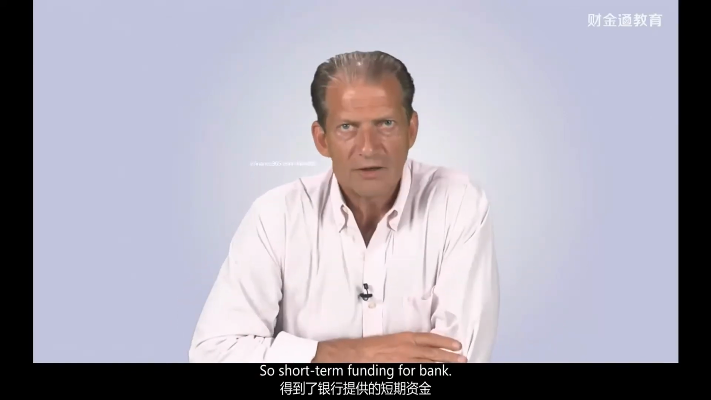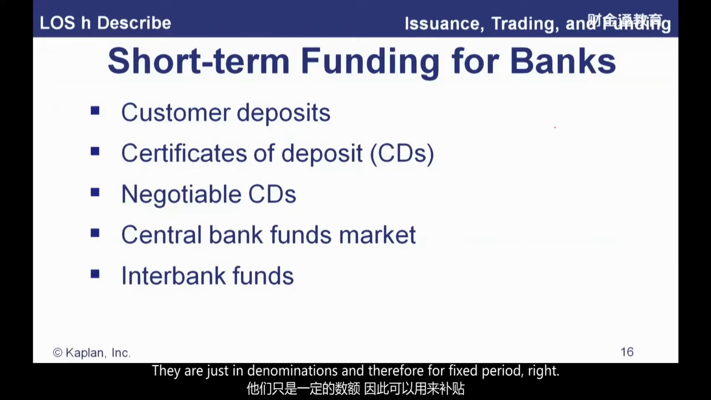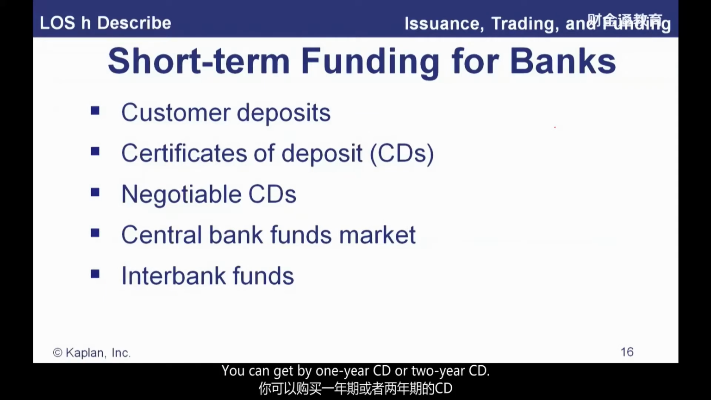So, short-term funding for banks. Where do banks get their money? Well, they get it from customer deposits. A certificate of deposit is a customer deposit too. They're just in denominations and they're for fixed periods, right? You can get a 1-year CD, a 2-year CD. There's also, beyond those, negotiable CDs that actually trade in a somewhat liquid secondary market. Banks can borrow funds from the central bank, or they can borrow funds from other banks, interbank funds, to fund their reserves, to make loans and do their business.